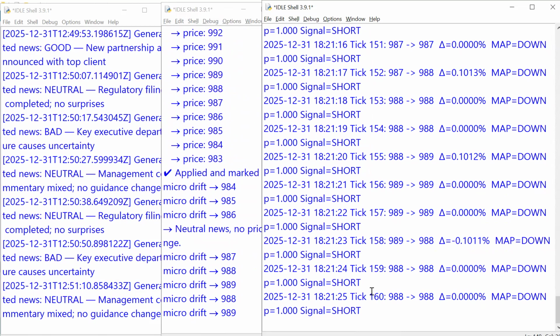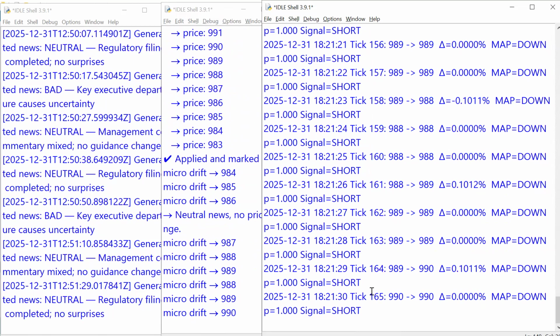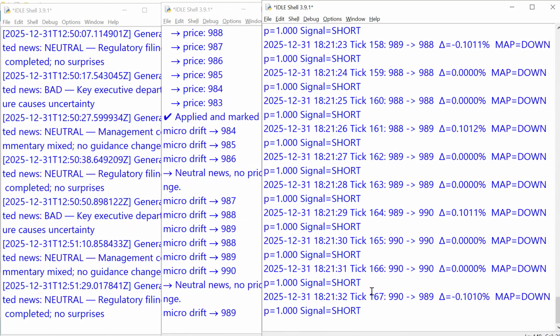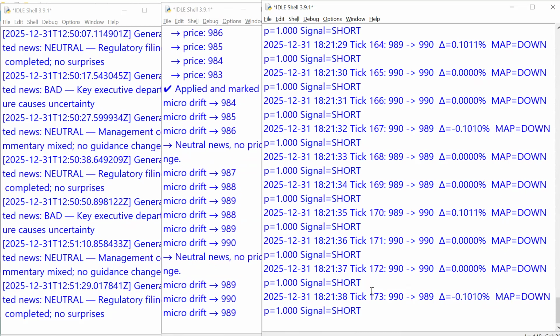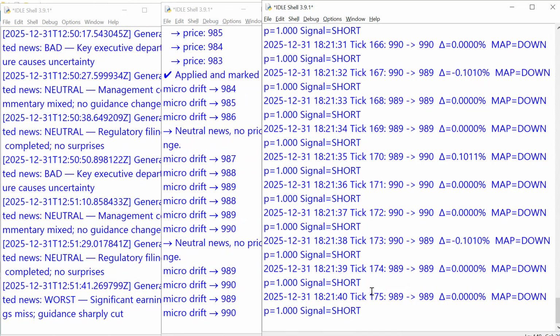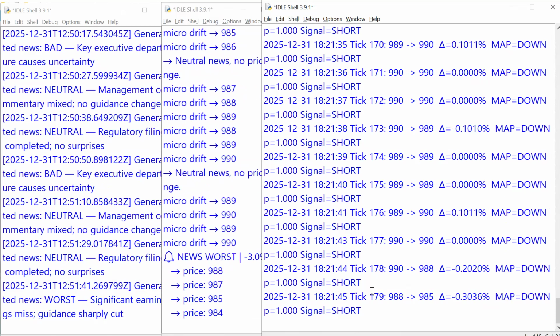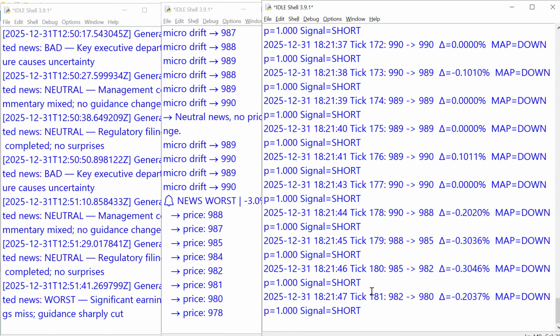It works beautifully. The trend predictor works beautifully. It's the best algo we can say. Okay, now the worst news has come. The market is still on the short side. See how much great profit we are getting.